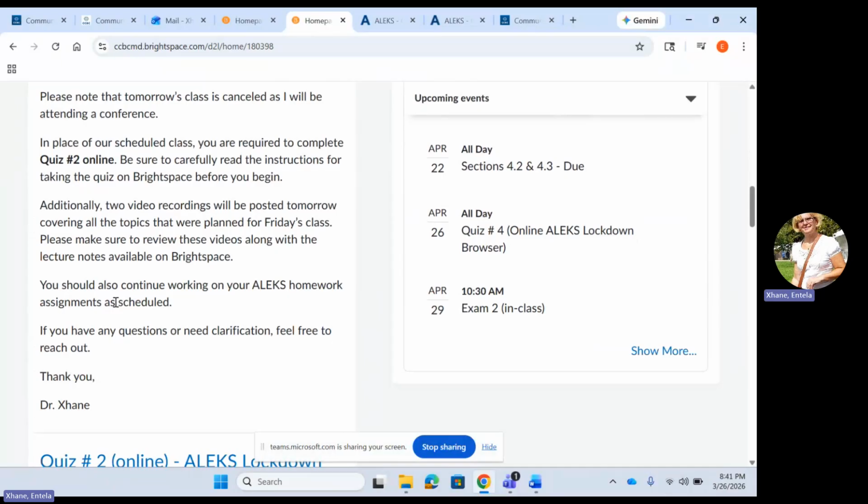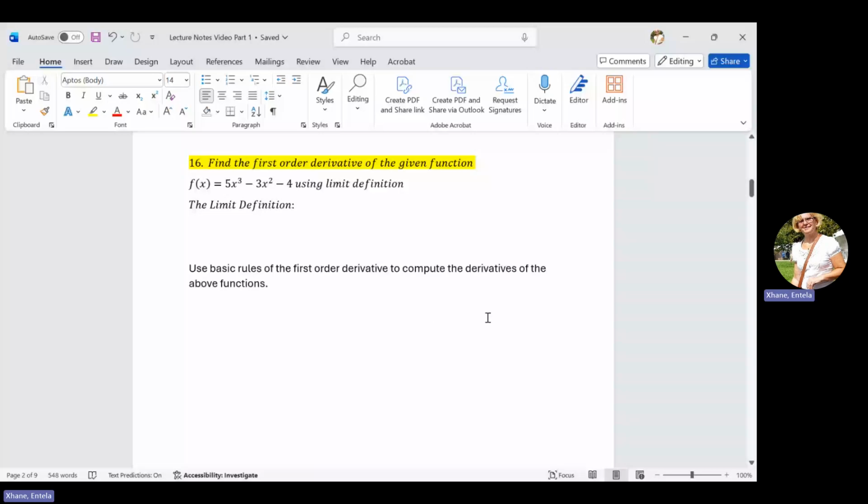Now let's get to the topics that I would like to go over today. By the end of class on Wednesday, I did an introduction of, so I'm going to stop sharing this slide and then I'll go back and share the file. I did an introduction of what I call the limit definition of the first order derivative. I also sent out some additional notes for you to have.